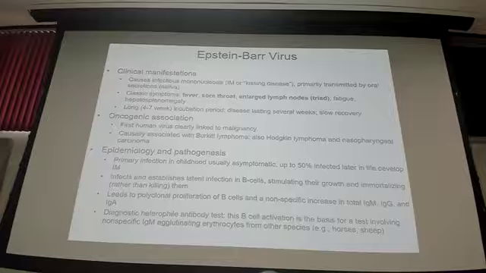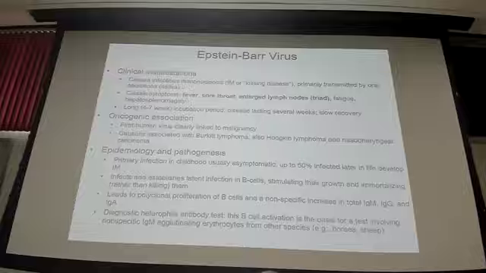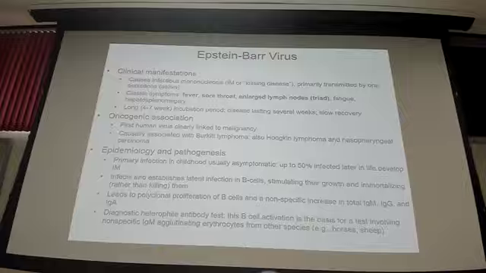Where it establishes latency is important though. So it establishes latency in B cells. And that's important for this next bullet with its oncogenic association. This was the first virus that had really strong evidence linking it to a cancer or malignancy. And it was linked to Burkitt lymphoma, which is an uncontrolled proliferative disease of B cells, lymphocytes.